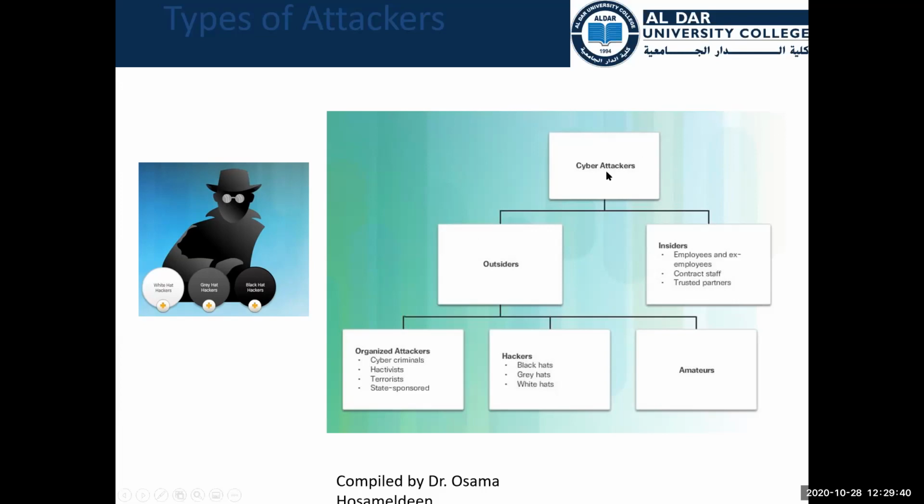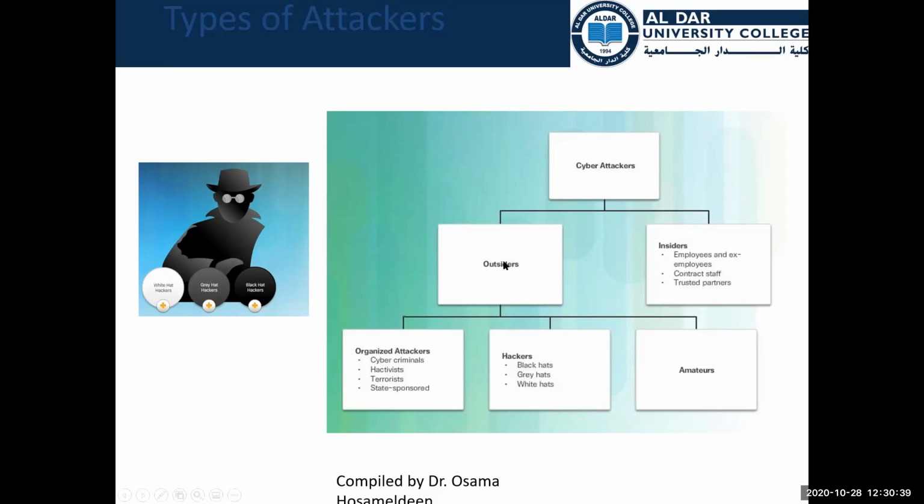Here we can divide the cyber attackers into outsiders and insiders. The outsiders come from the internet, or from outside the organization. And the insiders come from the company itself. For example, employees and ex-employees, contract staff, and trusted partners can all be insider attackers. You don't expect everybody in the organization to be a good guy. Everybody in the organization can be either a good guy or a bad guy. You think about that because you are responsible for the data and the security of the organization. If you don't think about that, you will find that one of the employees is breaching your data, taking your data outside the organization.